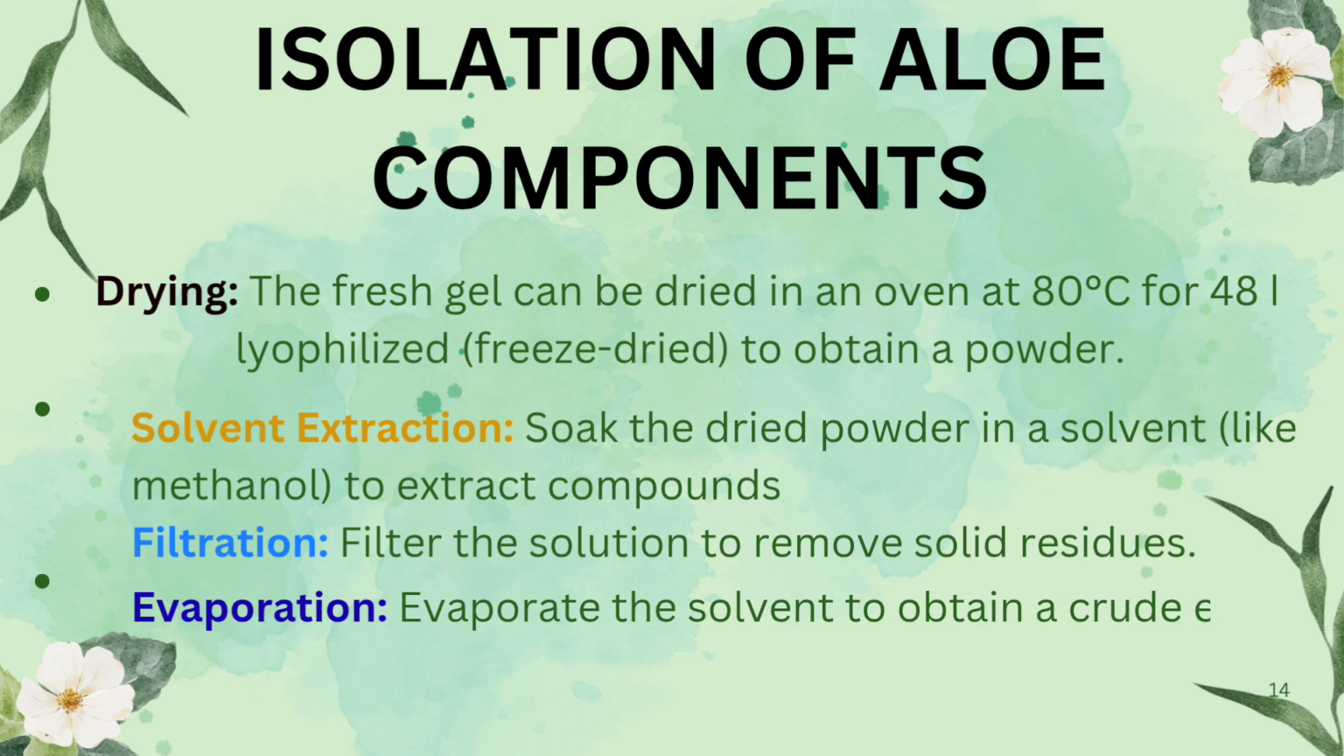Then isolation of aloe components. First is drying. The fresh gel can be dried in an oven at 80 Celsius for 48 hours, or lyophilized, freeze dried, to obtain a powder. Second is solvent extraction. Soak the dried powder in a solvent like ethanol or methanol to extract compounds. Then third, filtration. Filter the solution to remove solid residues. Then fourth, evaporation. Evaporate the solvent to obtain a crude extract.